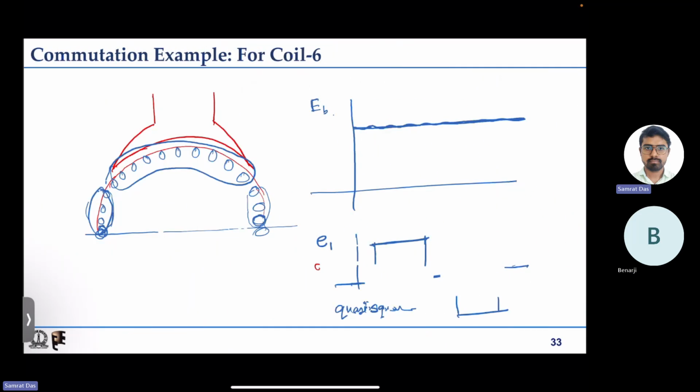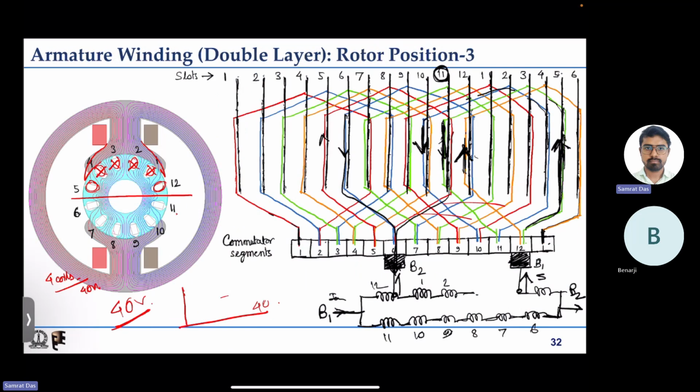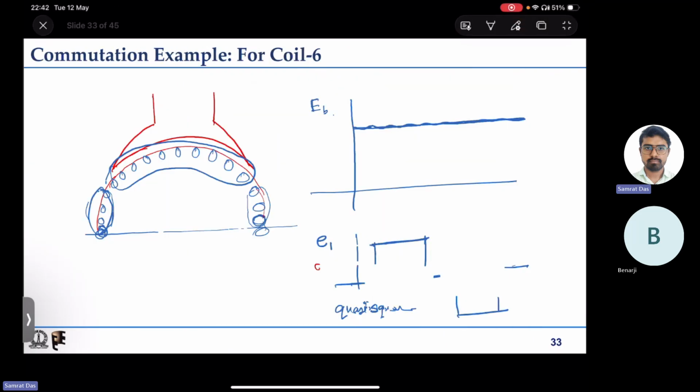My next point was, here I have considered only 12 slots. If we increase the number of slots, then the ripple will be less, because say this is instant 1 where no conductors are going through commutation, but anyway this red one are not contributing to the induced EMF much because they are not under the pole.